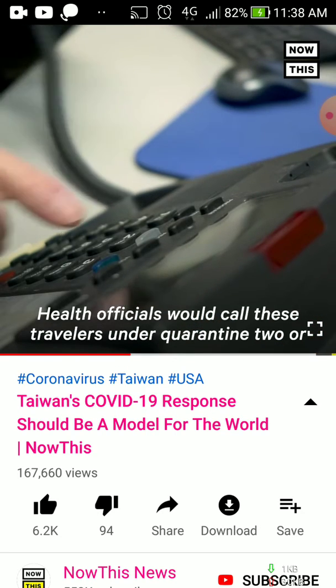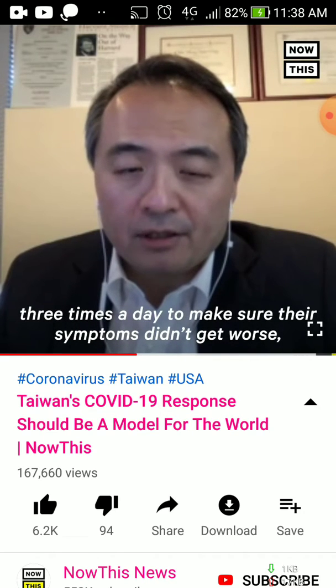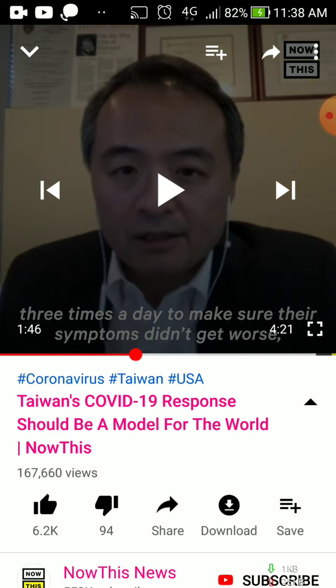Health officials will call these travelers under quarantine 2 or 3 times a day to make sure their symptoms didn't get worse. 好，这边第三句大家可以写 To make sure their symptoms didn't get worse. So to make sure their symptoms didn't get worse, if you are sick, you should go to the doctor, you should go to the hospital to make sure that your symptoms do not get worse. So 你可以说 to make sure the symptoms didn't get worse, I need to go to the doctor when I'm feeling not well.